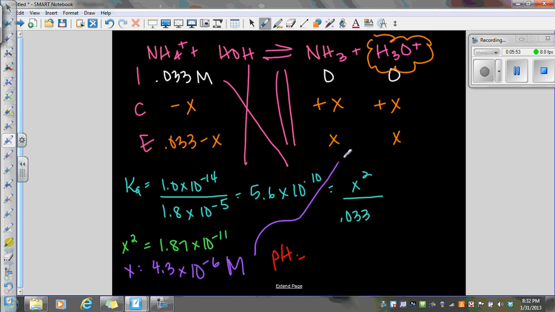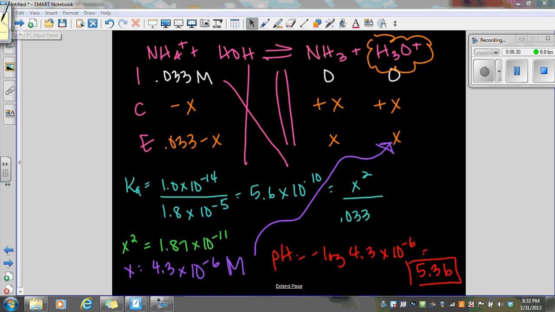Now that's a molarity. That gives me hydronium. I could also calculate the others if I wanted to, but I don't want to. I do want pH. I'm going to do negative log of H plus, which is 4.3 times 10 to the negative 6th. So when I do the negative log of that, I get 5.36. Now, that should make sense because I'm titrating the weak base with a strong acid, so the pH at the equivalence point should be acidic, which it is.